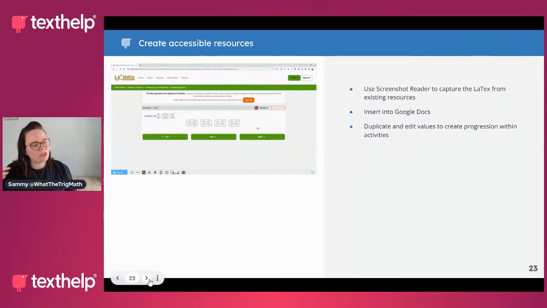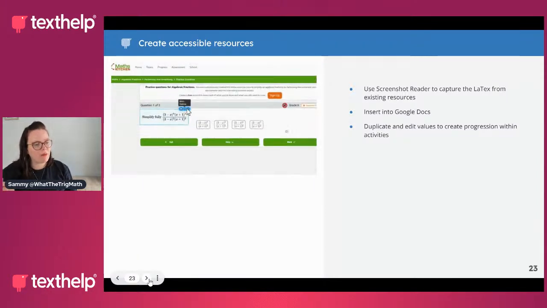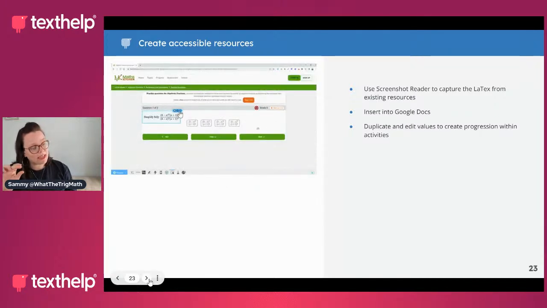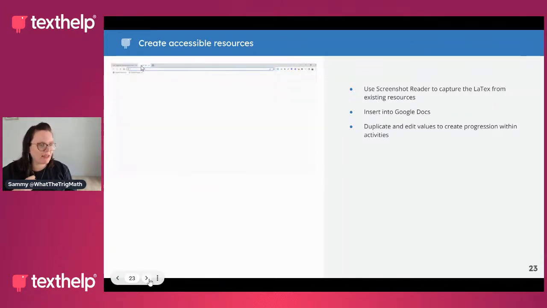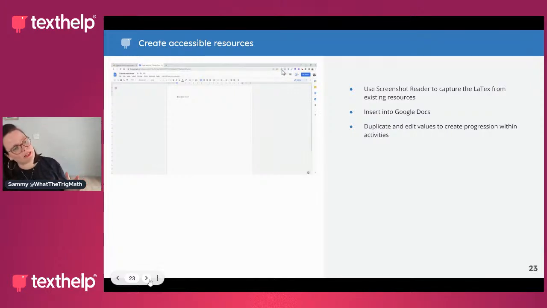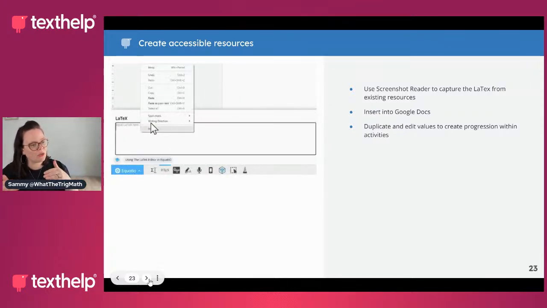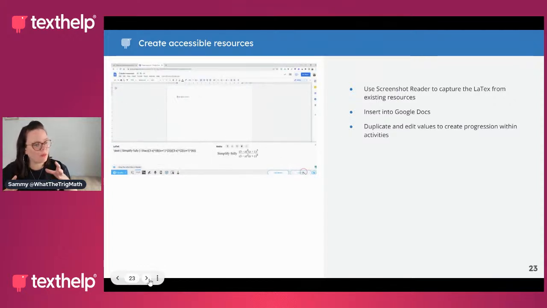So using that screenshot reader that we've looked at a few times now, we can drag over the maths and we have these 3 dots, which is more options. And we've got that option of copy LaTeX. I'm not an expert in LaTeX. Don't think anyone else needs to be an expert in LaTeX to use this. Once you go down to the LaTeX editor in Equatio, you can paste in what it copied, and it has inserted that question from that online learning platform.